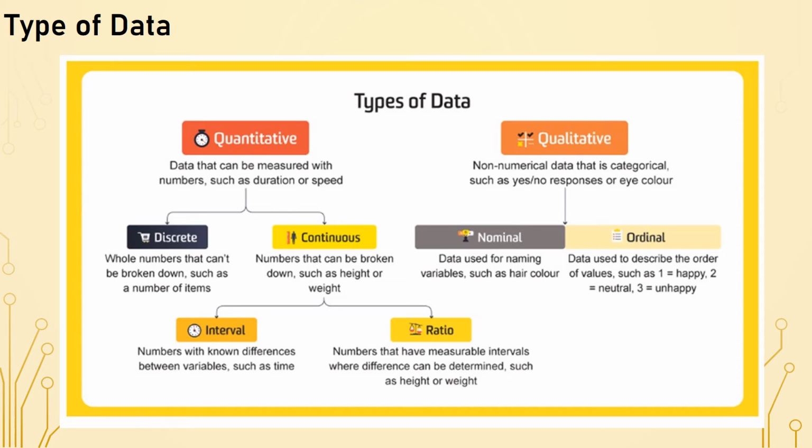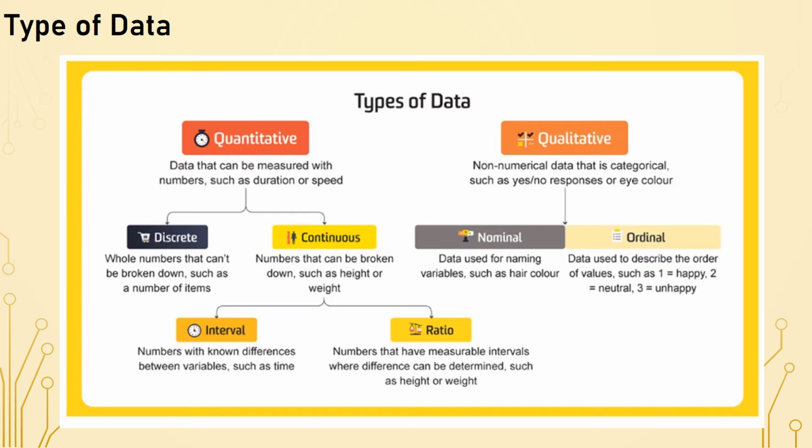First, let us understand the four types of data basically. One set of data is quantitative, second one is qualitative. Quantitative data is measured and represented in numbers. There are two types of quantitative data: one is discrete, second one is continuous. Discrete numbers cannot be broken down, they are completely whole numbers like count 1, 2, 3. Second one is continuous data, whose numbers can be broken down further.